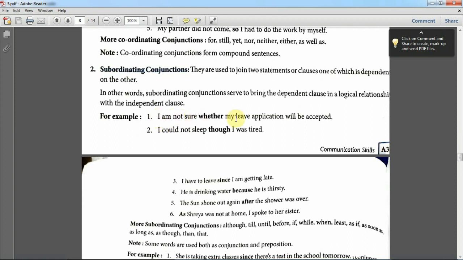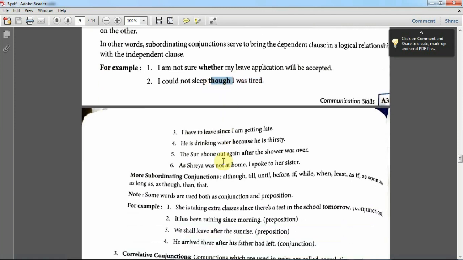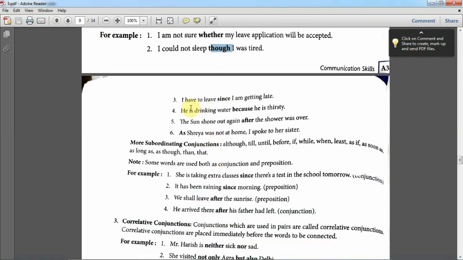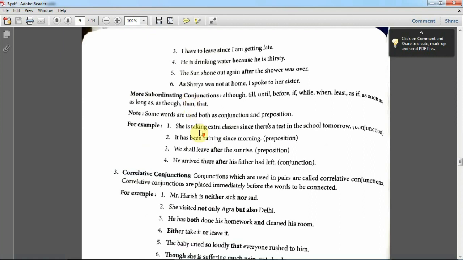I am not sure my leave application will be accepted. So these are all what? These are two dependent sentences, and they have been connected using whether. I could not sleep. What is the reason? I was tired. So these two sentences are connected. To connect these two sentences, a conjunction is used here, that is, as. Okay. So these are some other examples of subordinating conjunction.